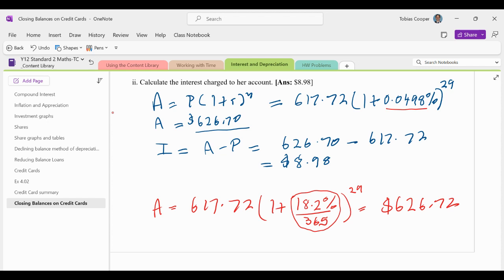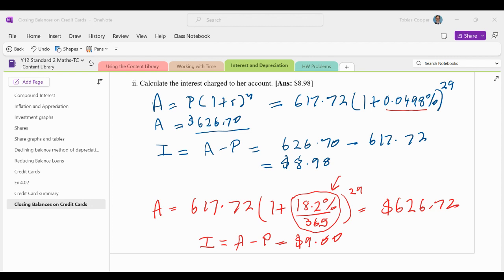0.72. All right, and then obviously the interest will be A minus P, which would be slightly different. It works out to be about $9 to 2 decimal places. Okay. By looking at the question, if they give you the daily interest rate, that's what you should use. But if you use the annual one, divide by 365, that's still okay. Okay, so we'll finish that up there.